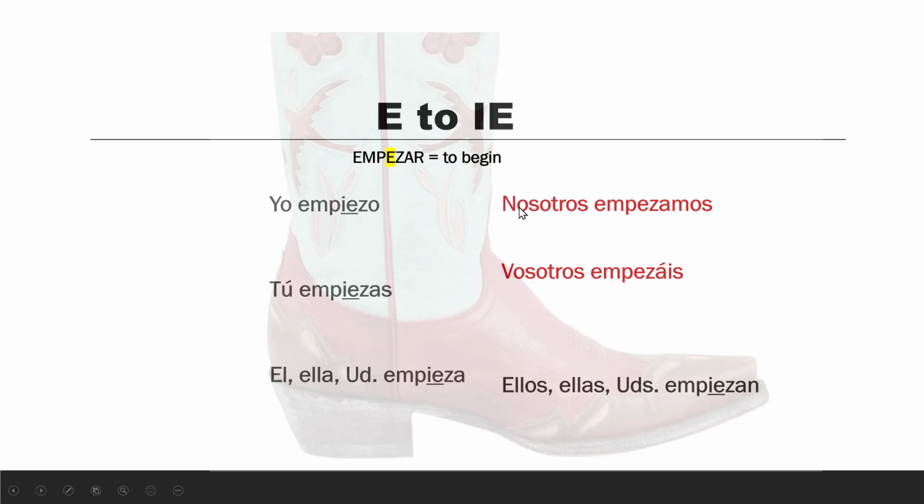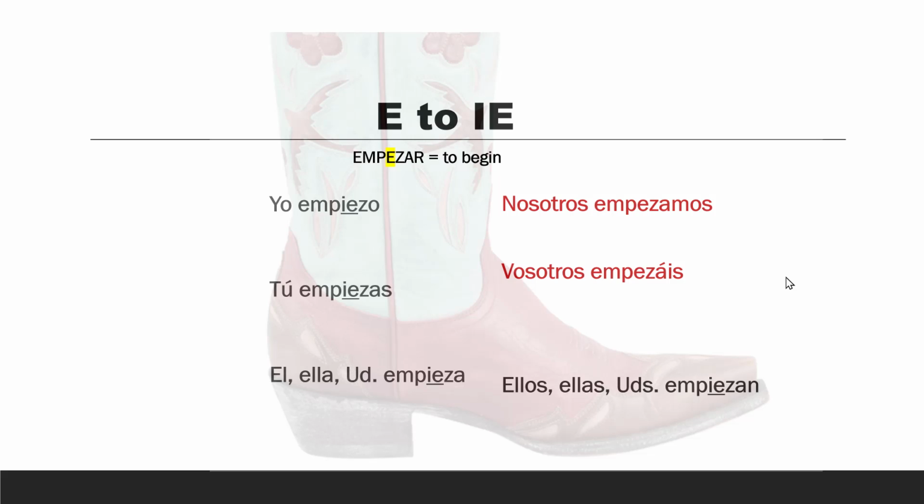But then take a look at what happened with nosotros and vosotros. There we left the stem just as it was. We did not change the E. And the reason you see a boot on the screen is that anything that's outside the boot doesn't change. That's for you to remember that with nosotros and vosotros, you do not need to change the stem.